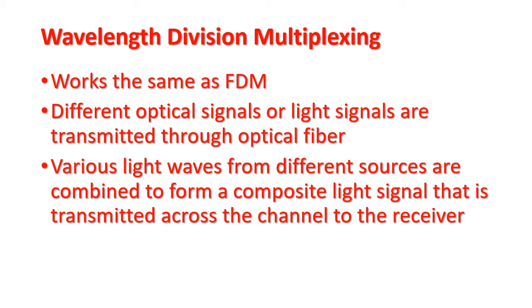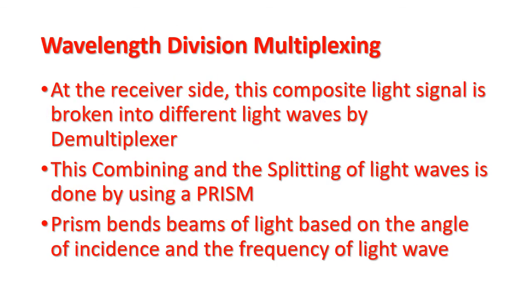Different optical signals or light signals are transmitted through optical fiber. Various light waves from different sources are combined to form a composite light signal that is transmitted across the channel to the receiver. Keep in mind that wavelength division multiplexing is an analog technique. At the receiver side, this composite light signal is broken into different light waves by a demultiplexer.